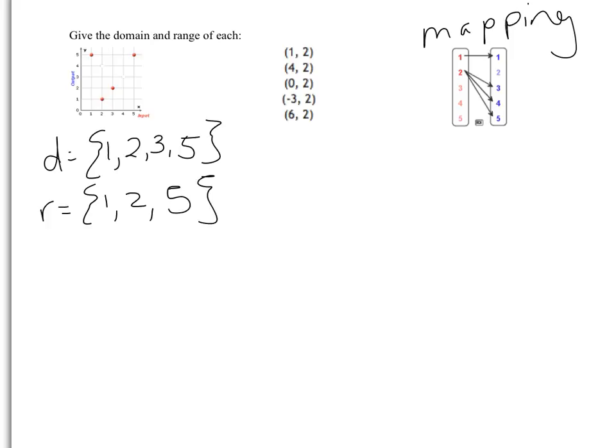All right, the next one. Domain and range of the next one. If you think you've got it, go ahead and stop the video, write it down, and then double check to see that you have it. But let's go ahead and take a look at it.